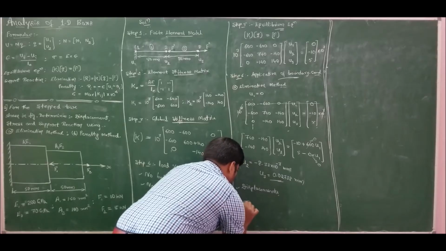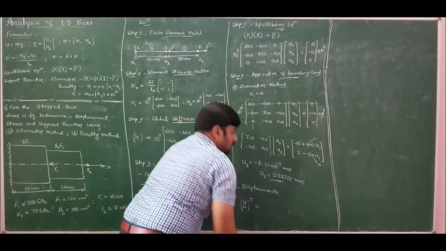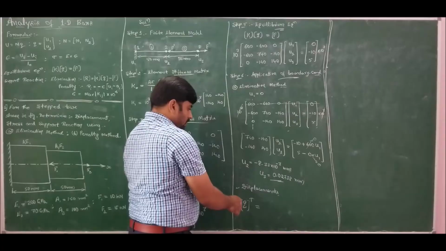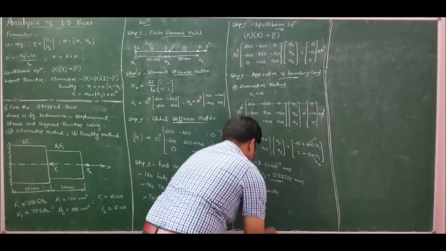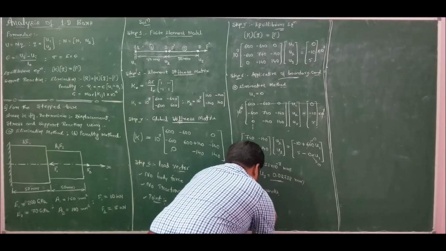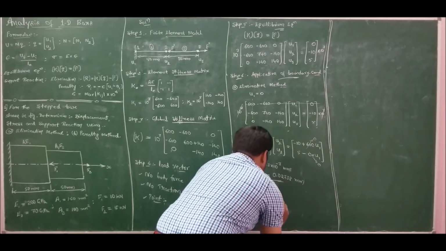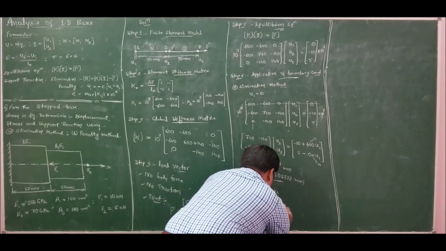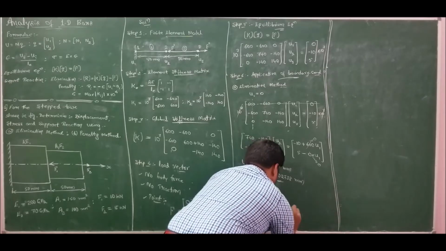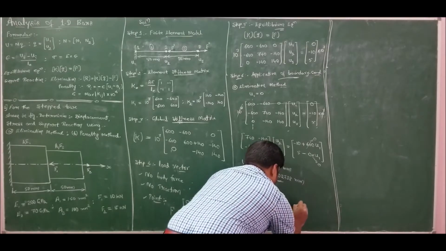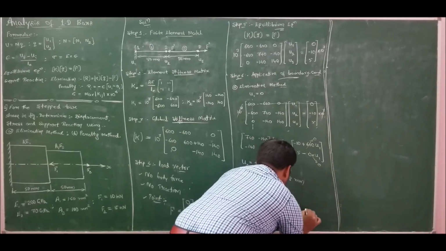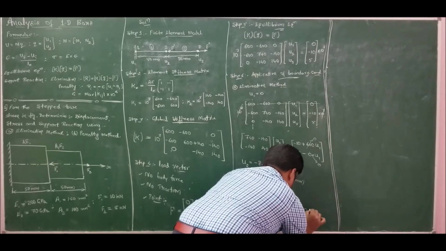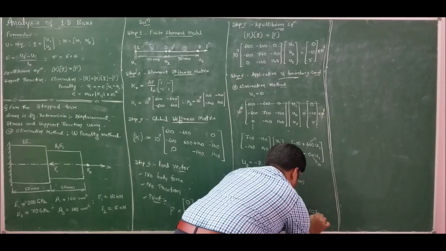So therefore, the displacements for this problem, let me take it as Q transpose, because the Q matrix is a column matrix. Because of space constraint, I want to write it horizontally. So Q transpose will be U1 is 0, U2 is minus 8.33 into 10 to the power of minus 3, and U3 is 0.0274.